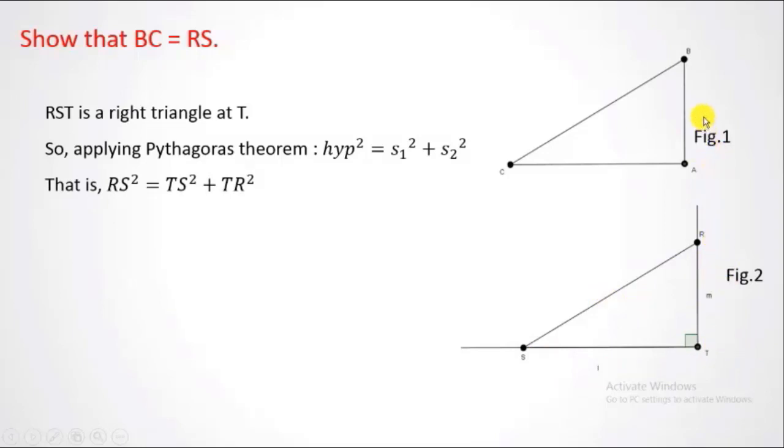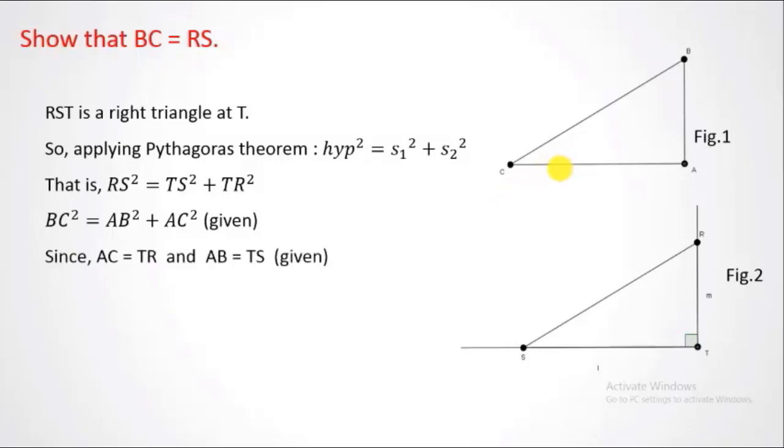But we are given from the beginning that ABC is a triangle such that BC squared is equal to AB squared plus AC squared. Now we have AC is equal to TR by given. AC, the distance from A to C, is equal to the distance from T to S by given. Also, AB is equal to TR by given. So by substitution, we get RS squared is equal to BC squared.